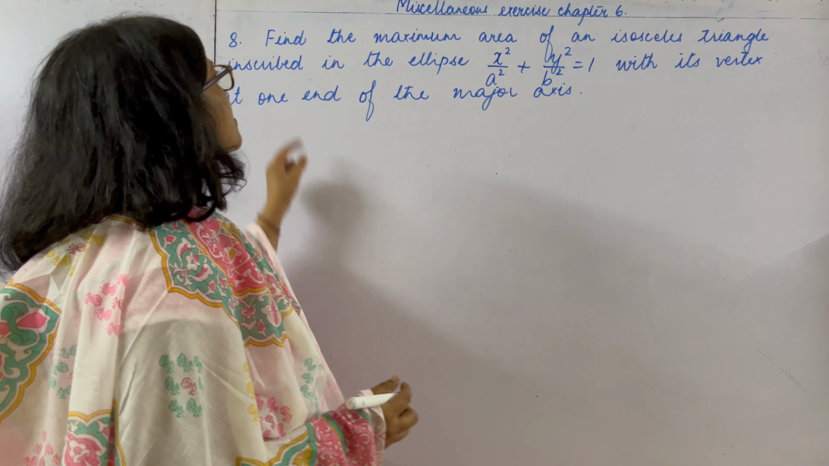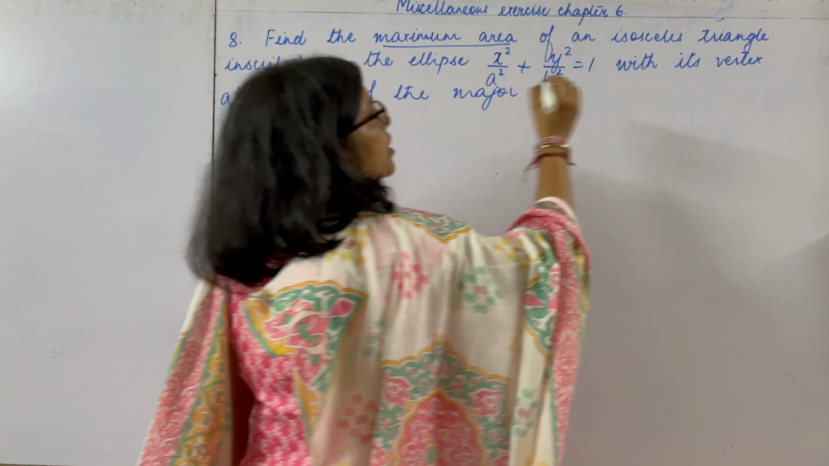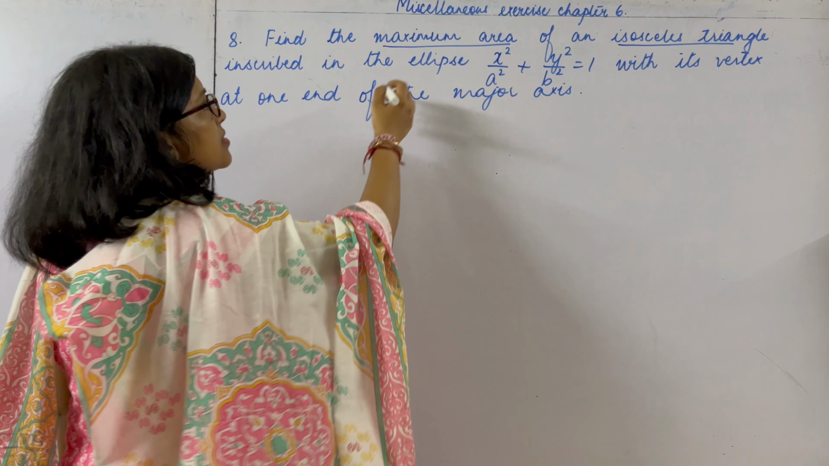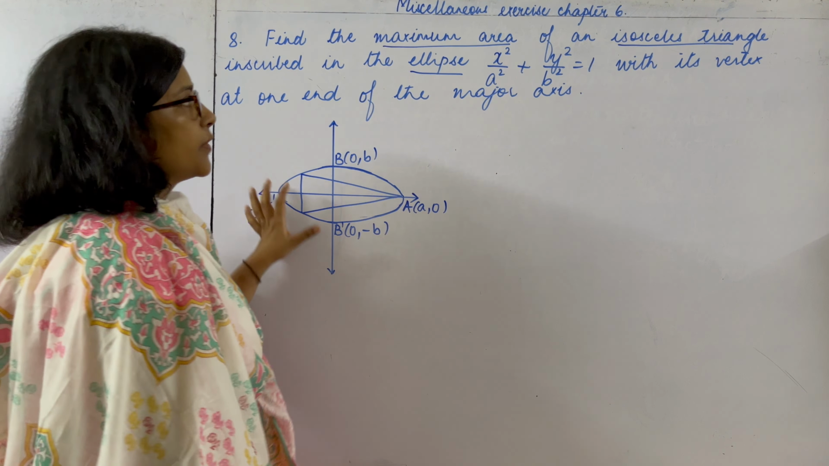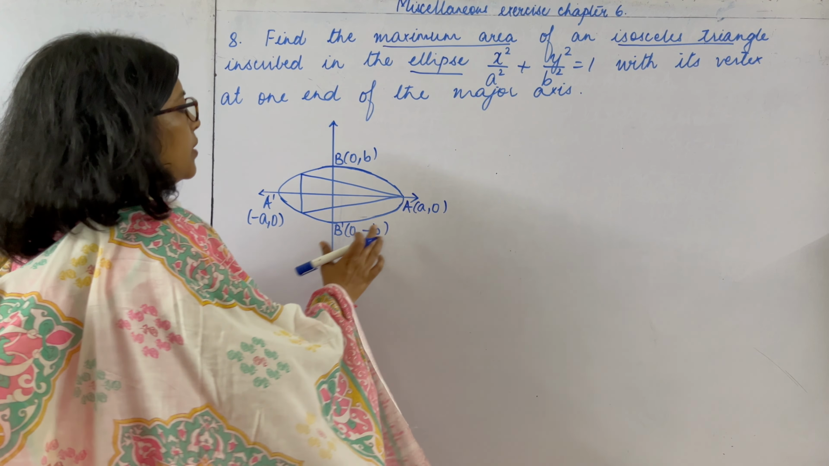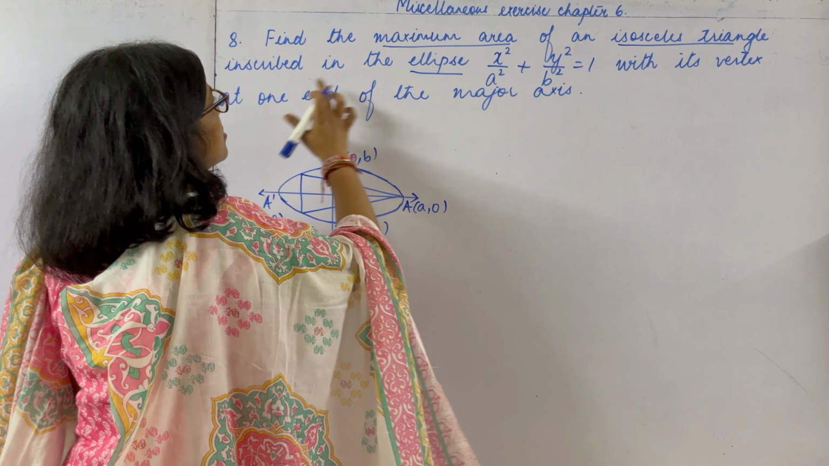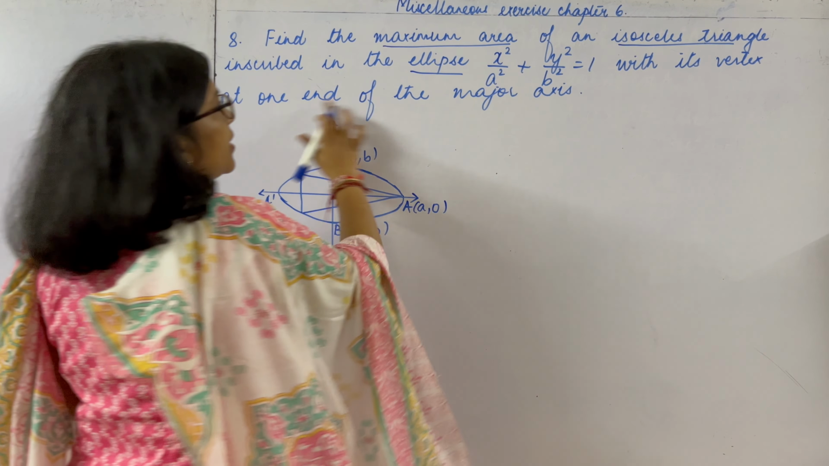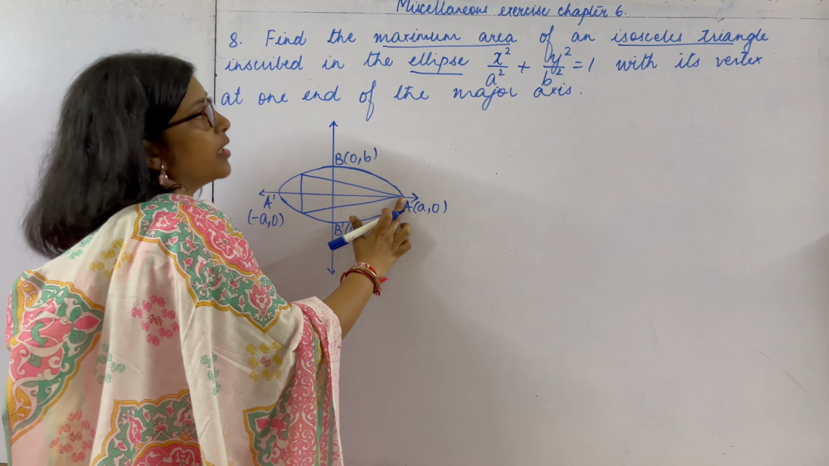So the question is, find the maximum area of an isosceles triangle which is inscribed in an ellipse. So let's take first an ellipse. Now I have drawn the ellipse. It says that the isosceles triangle should have its vertex at one end of the major axis. So one of the vertices of the triangle we have taken at A.